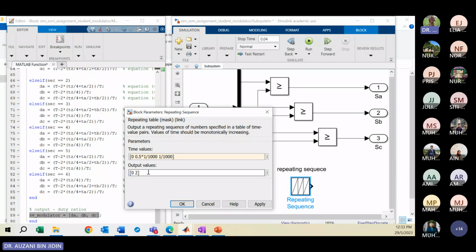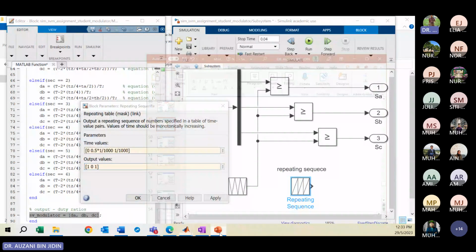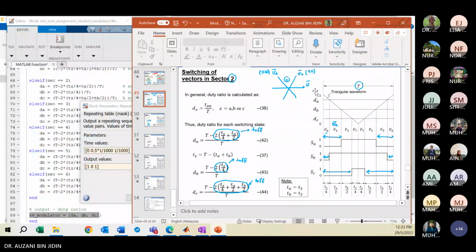Okay, let me put this one first. Where your triangular varies between 0 and 1. Is it right? 0 and 1. Sorry, maybe we put initially 1, 0, 1. So actually you try to draw or design this triangular. Where's my pen? Okay.